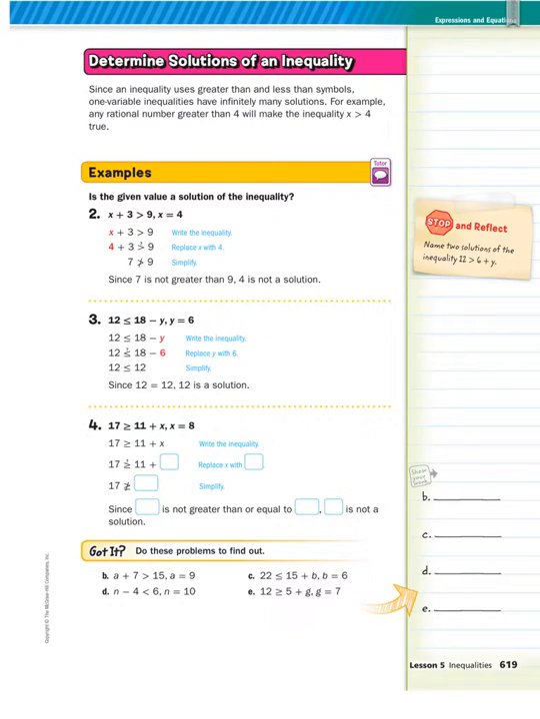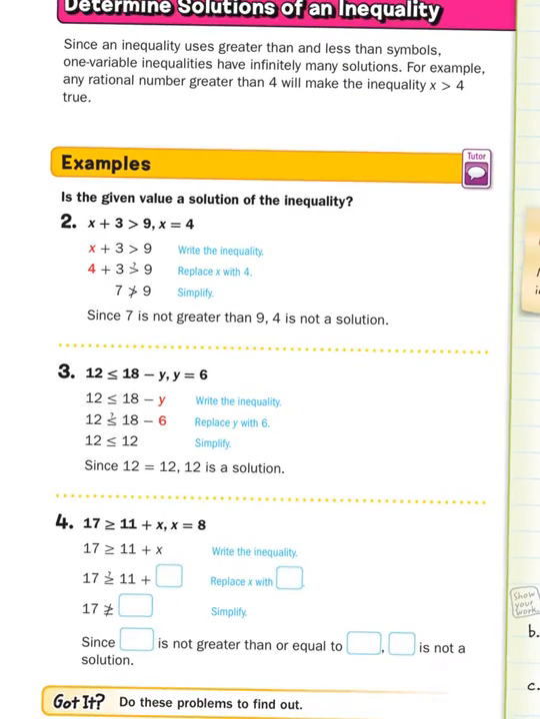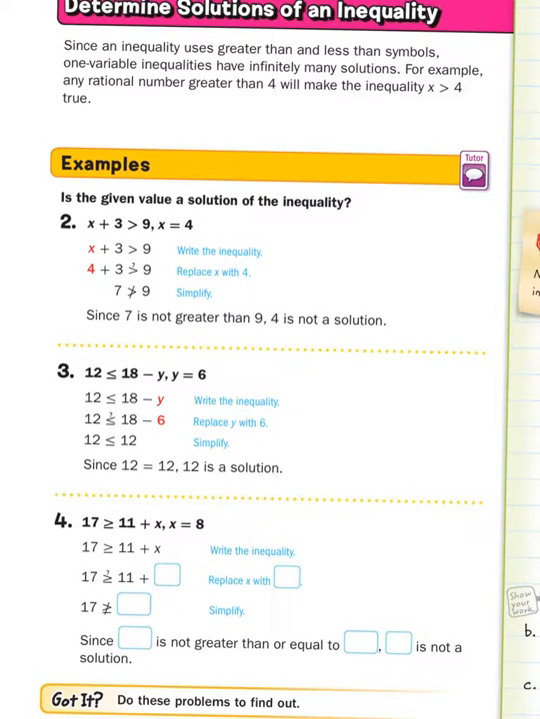All right, in these, look at examples 2, 3, and 4. It says, is the given value a solution to the inequality? And here's what they have. They have the inequality, and then they have the given solution. So you're testing to see if 4 would be a solution. So in this one, if you put 4 in for x, so you have x plus 3 is greater than 9. So you test 4. 4 plus 3. Is 4 plus 3 greater than 9? So you can solve that. Is 7 greater than 9? No. So 4 is not a solution. So you could just say no for that one.